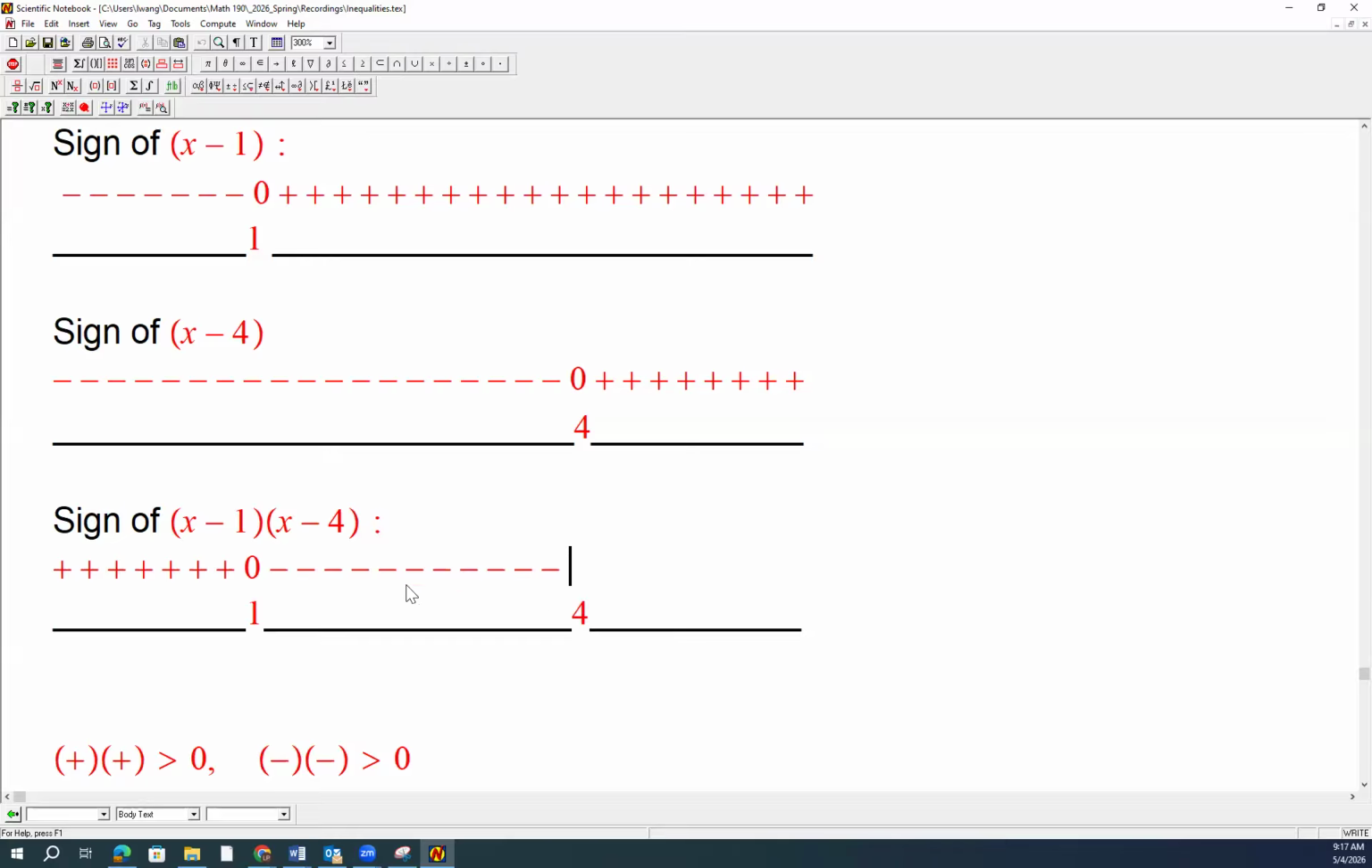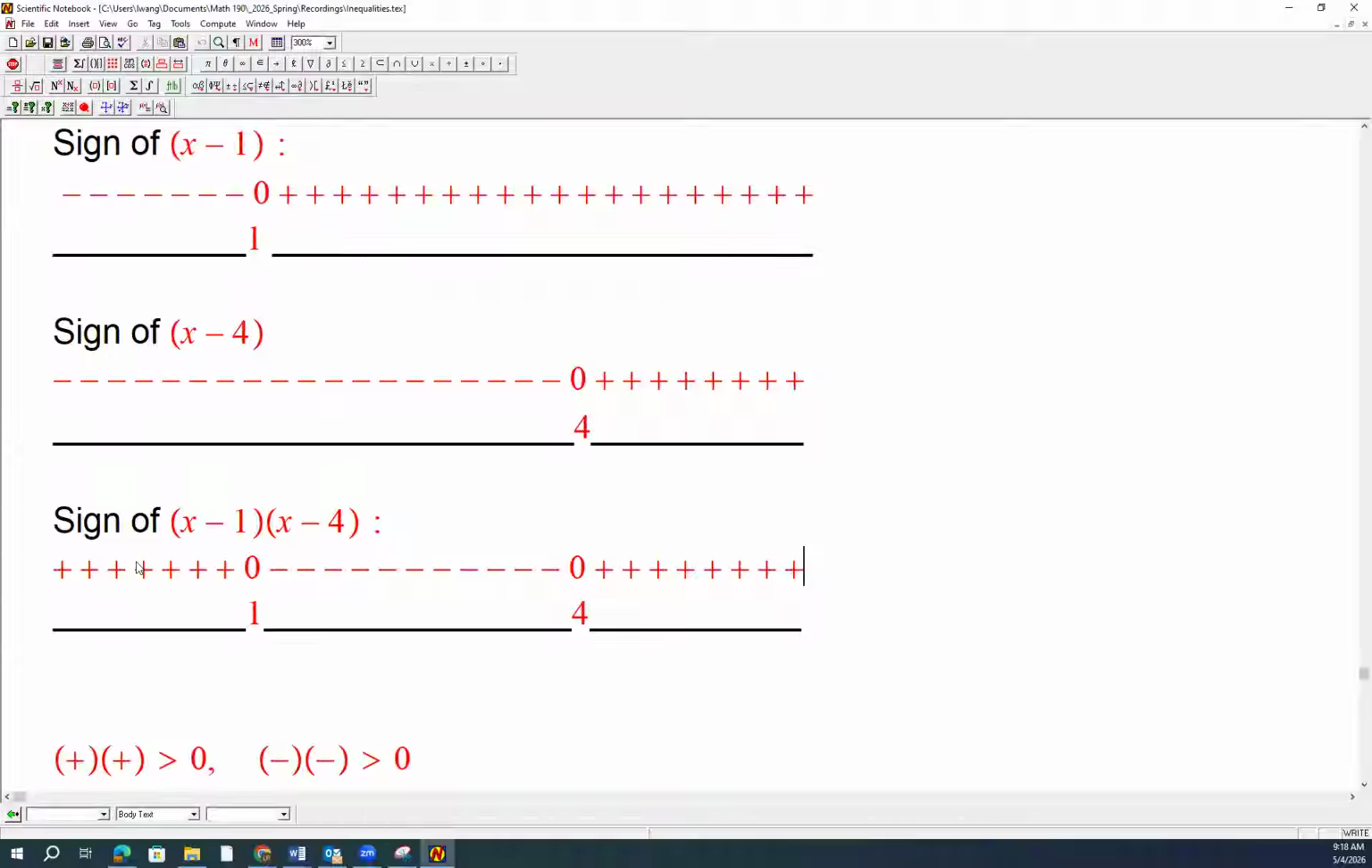So if I choose 4 plugged in here, 4 minus 4 is 0. 0 times anything is 0. So this piece is going to be 0. So when x equals 4, x minus 1 times x minus 4 is going to be 0. If I choose any number, by this time I hope you understand the pattern. So when I pick a number larger than 4, x minus 4 is positive, and x minus 1 will also be positive. So we encounter positive times positive, that's a positive.